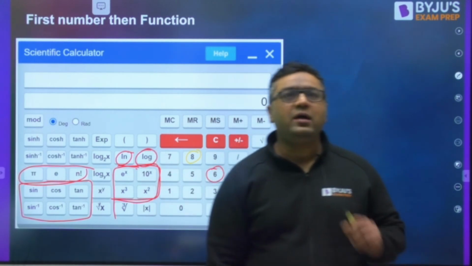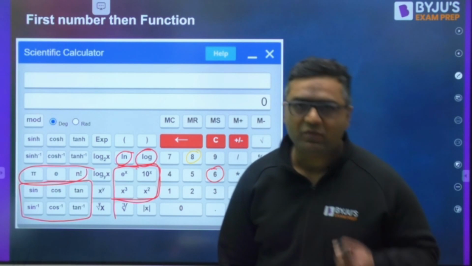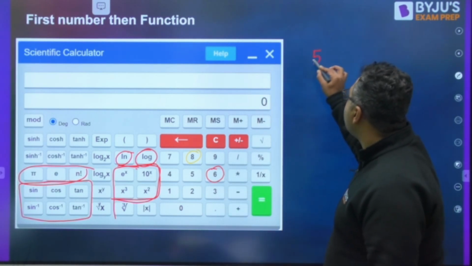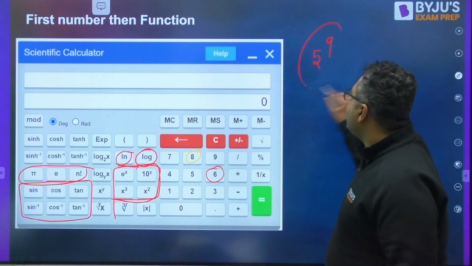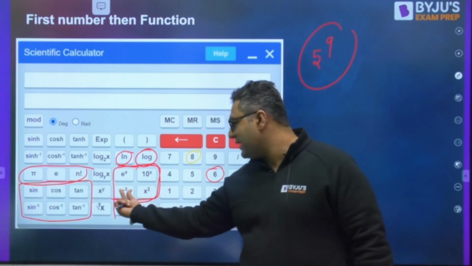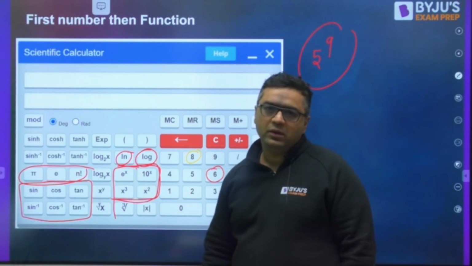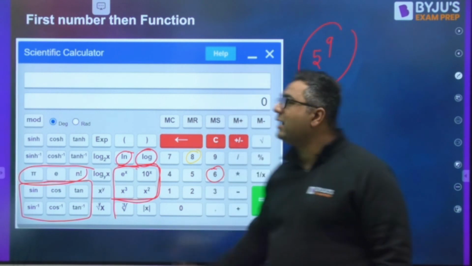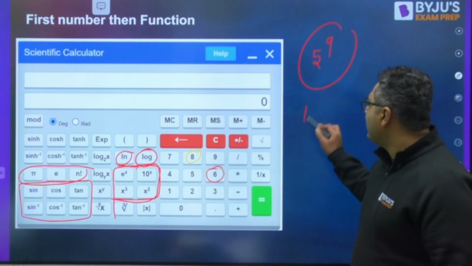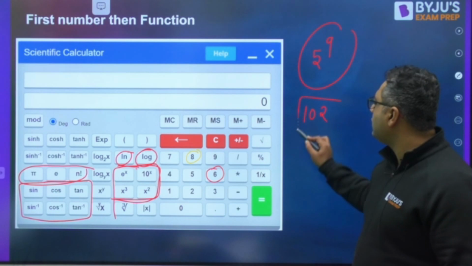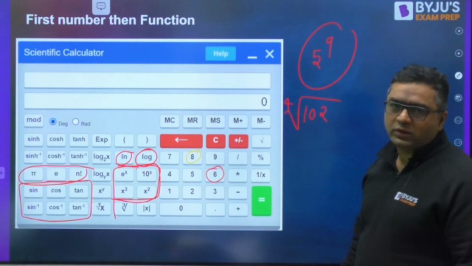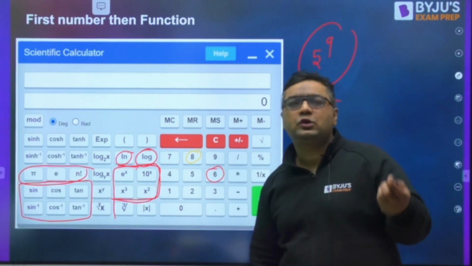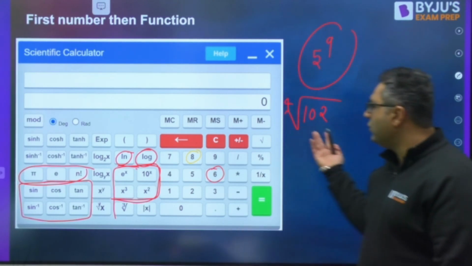But now we are moving to some other functions. What are the other functions? Like if you want 5 to the power 9, there is nothing like power of 9. It is x cube, x square that is there. If I want to go for a root other than cube root, like the 4th root of 102, 5th root, 6th root, other than cube root and square root, how then will we go ahead?